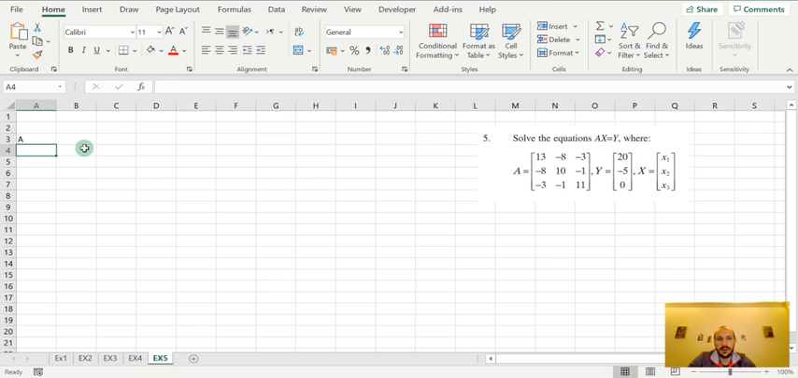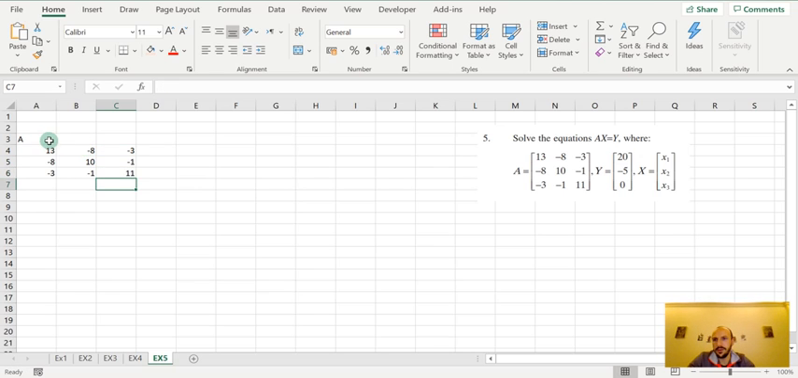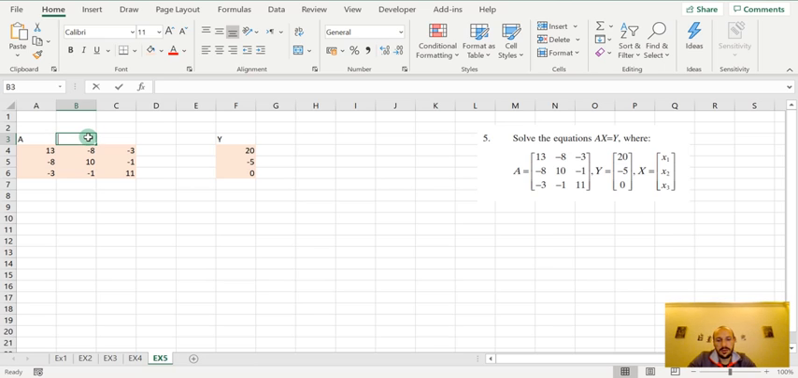The matrix A: we have 13, minus 8, and minus 3, check, minus 8, 10 and minus 1, and finally minus 3, minus 1 and 11. So this is matrix A. The second matrix, which is the matrix Y, is the following: 20, minus 5 and 0. So here it is a 3 by 3 matrix, and here we have a 3 by 1 matrix, 3 rows, 1 column.